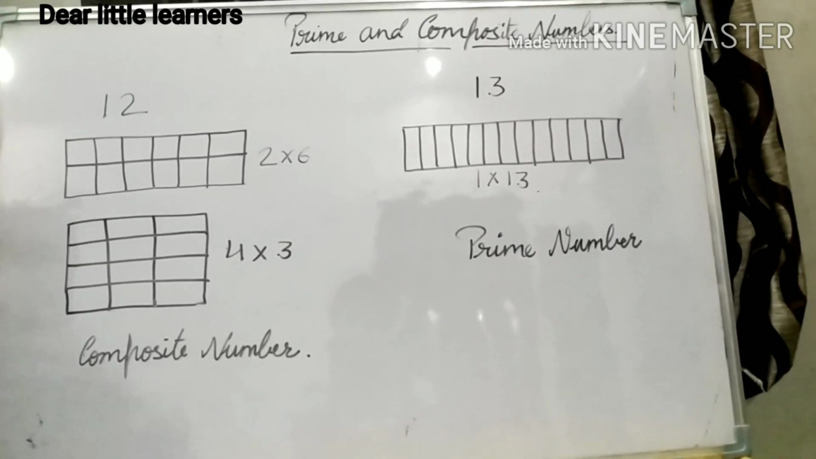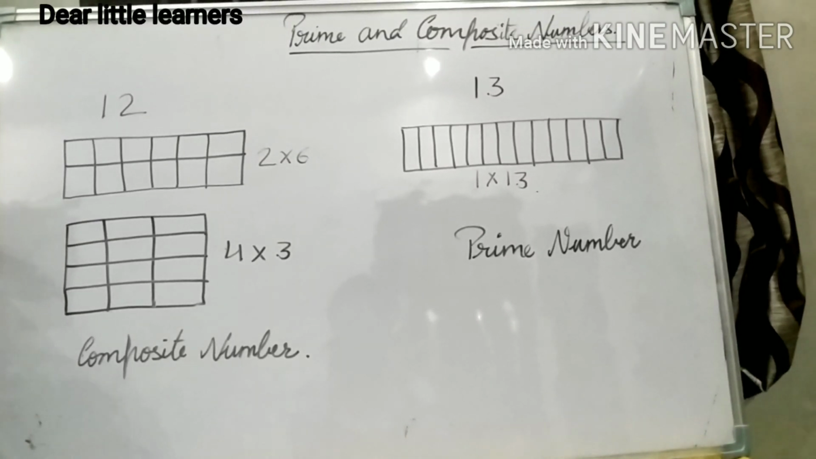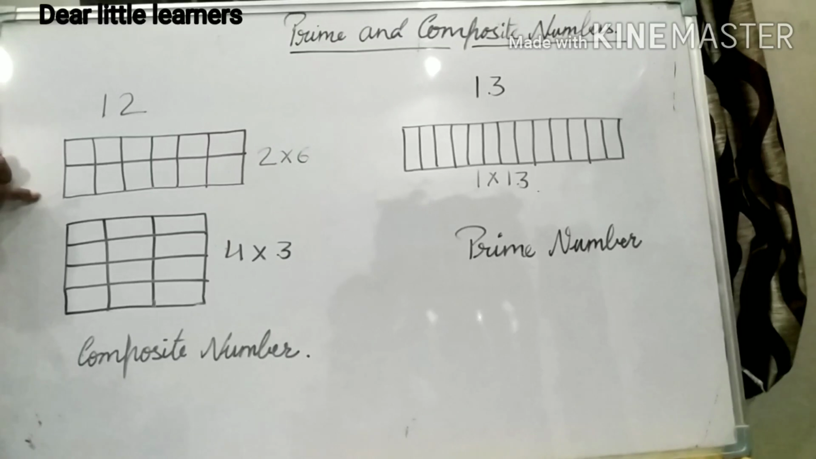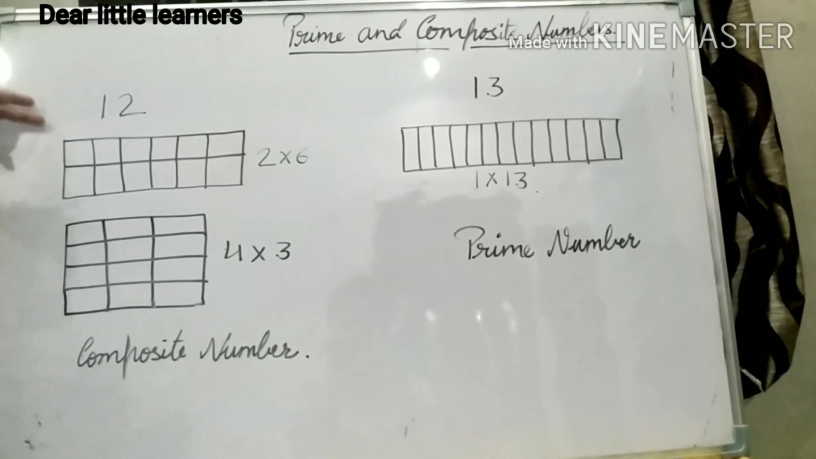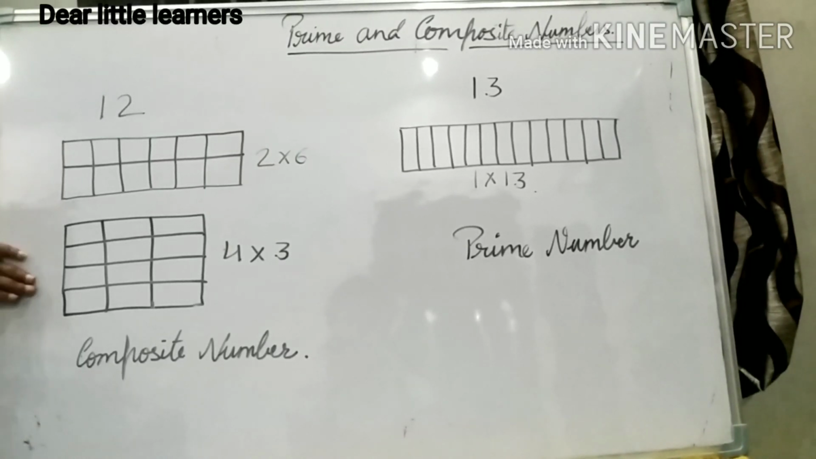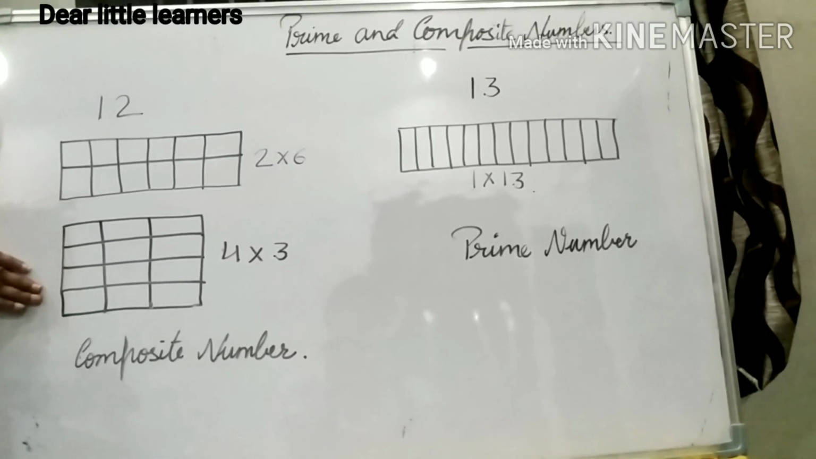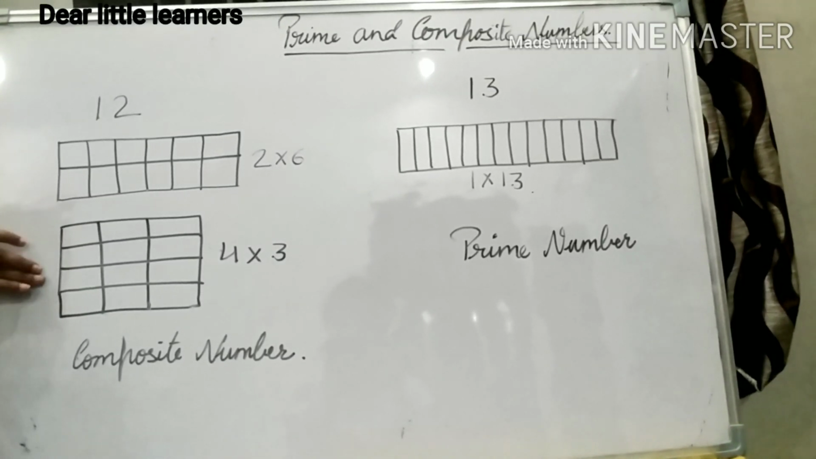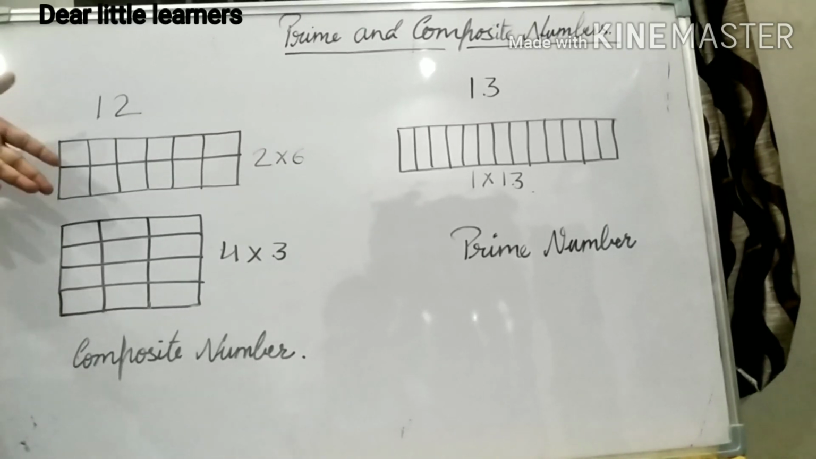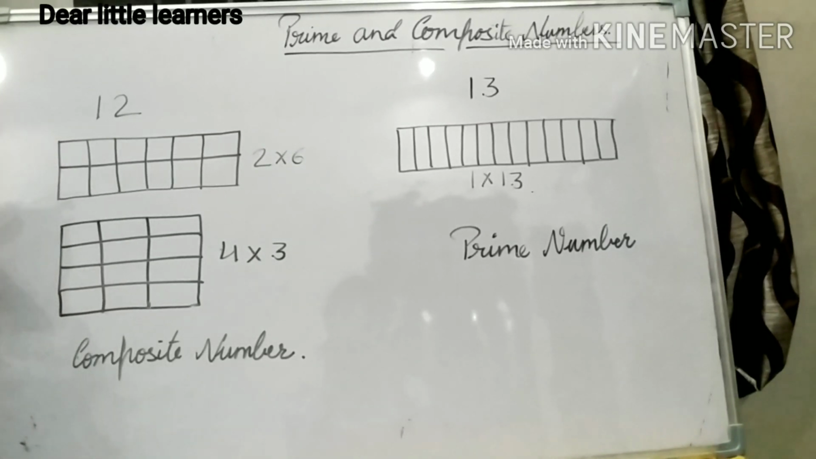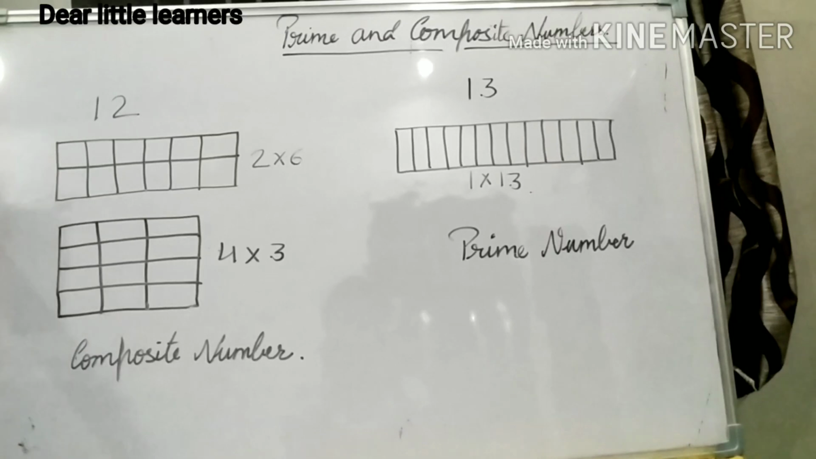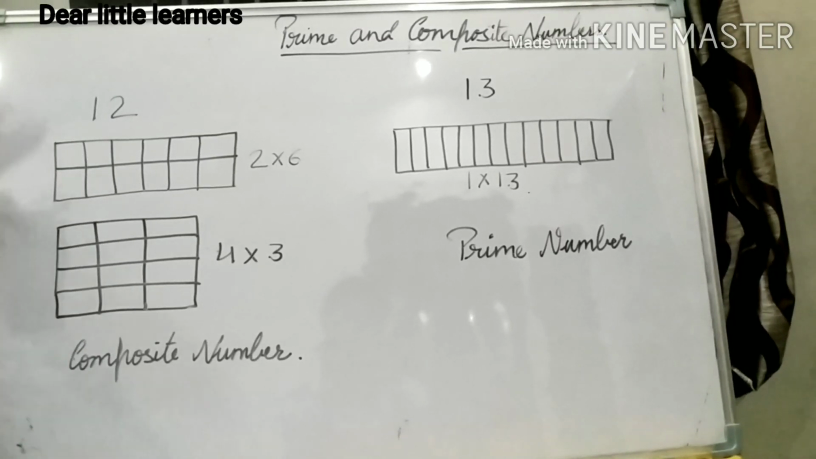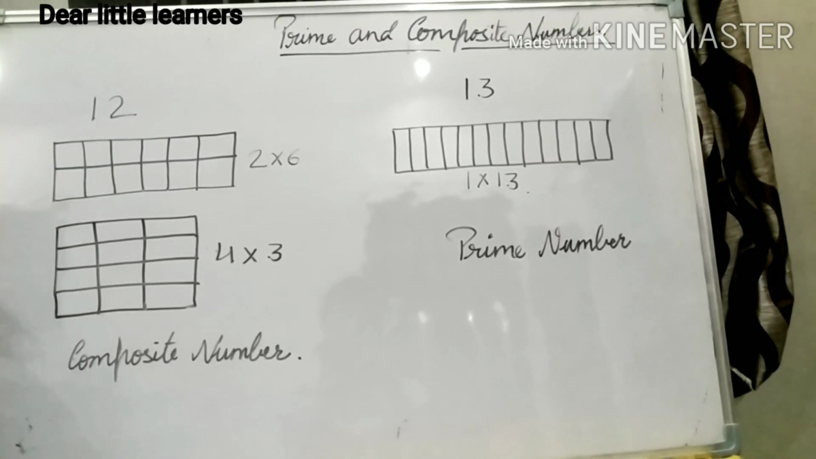I can make it opposite also: instead of making 2 rows, I can make 6 rows and 2 columns. And similarly here, I have made 4 rows; instead I can make 3 rows and 4 columns. So 3 multiplied by 4 is also 12, and 6 multiplied by 2 is also 12. So this type of arrangement is called composite numbers.